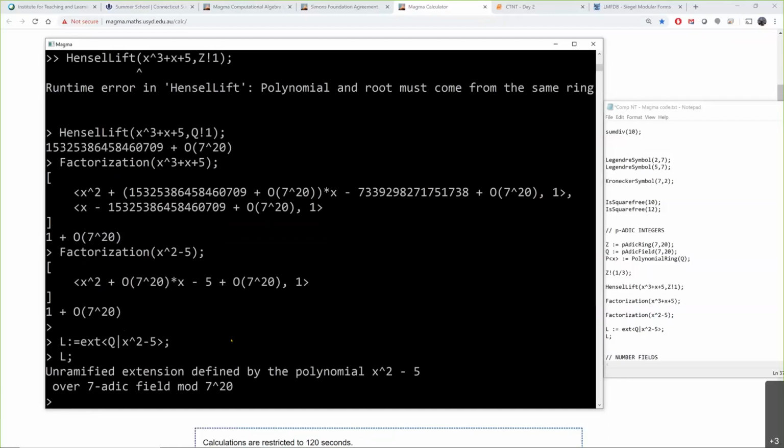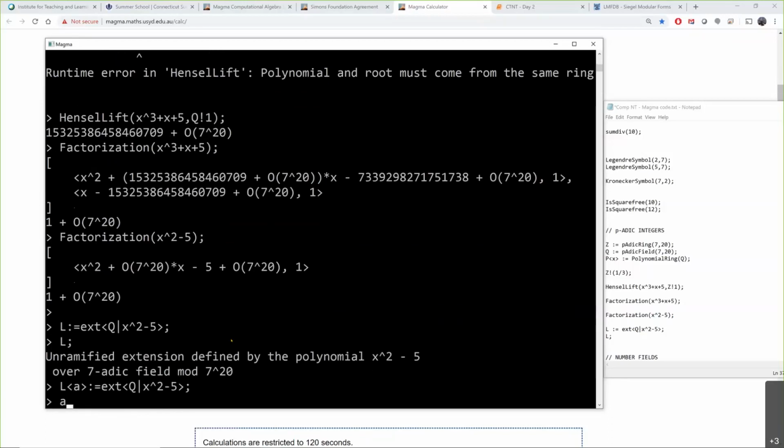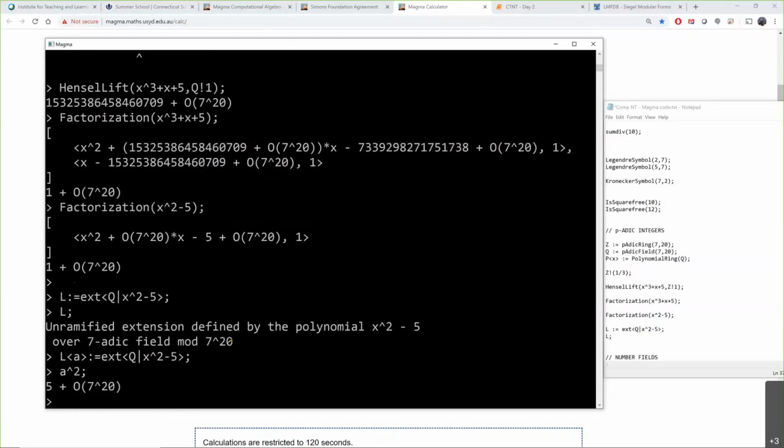defined by that polynomial. Okay, see that I didn't mention a generator, but I could have done that. Let's call it A. So I can call it A and then extend by x squared minus 5, like that. And then now I can do arithmetic with A in my p-adic field.